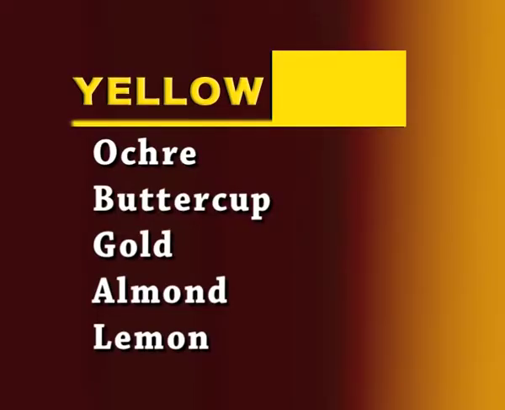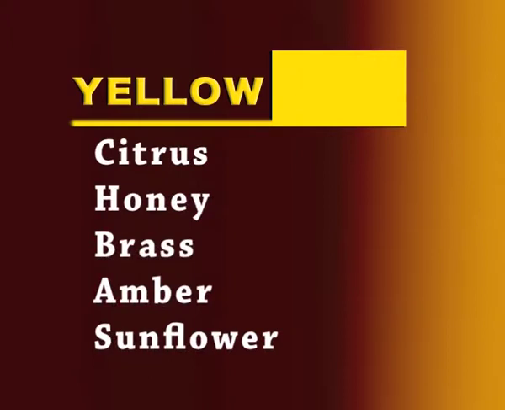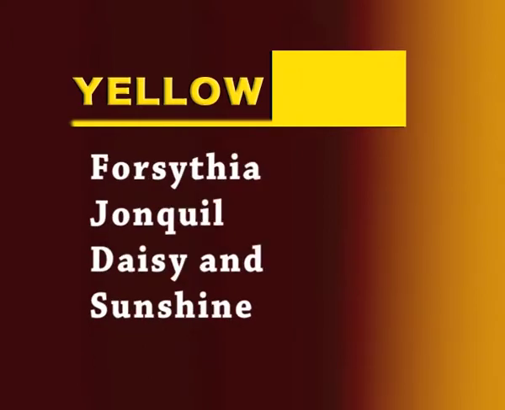Next we move on to yellow. In general, this color is also interpreted as warm or hot. These hues come from the longer wavelengths of the spectrum. Warm colors from this area of the palette include ochre, buttercup, gold, almond, lemon, citrus, honey, brass, amber, sunflower, jonquil, daisy and sunshine, and have the feeling of advancing toward the viewer.